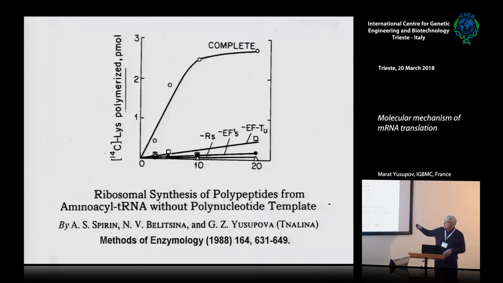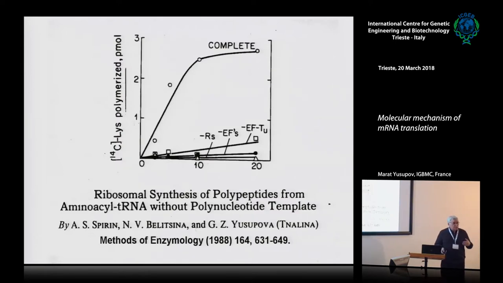So what was shown? That in a cell-free system, normally we should have ribosomes, messenger RNA, and aminoacylated tRNAs, and if we mix everything together in the presence of elongation factors, we can have protein synthesis. If it is a poly-U system, we will have phenylalanine production. If we have a poly-A system, we will have lysines. Okay? So what was found?